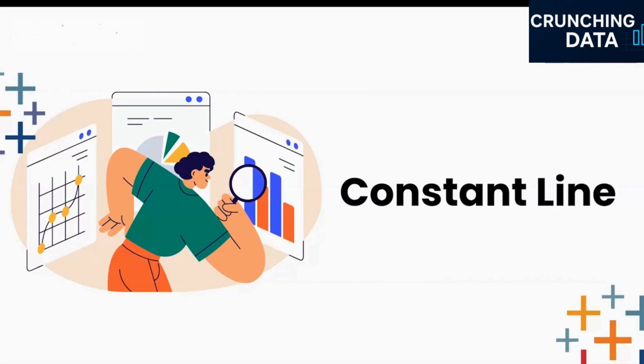One of the fundamental utilities of constant lines is the ability to set the benchmarks and thresholds. They are often employed to demonstrate the target values or performance goals within your data. For instance, in a sales chart, a constant line might delineate the sales target, which allows the users to swiftly assess whether the performance surpasses or lags behind the objective.